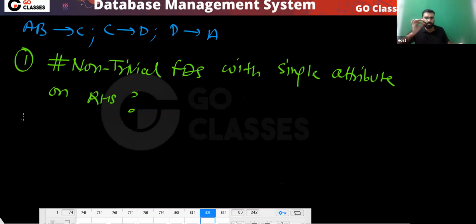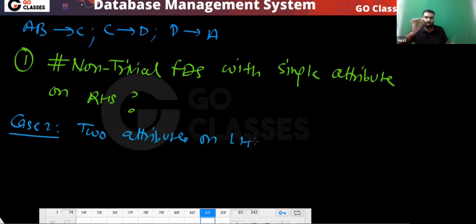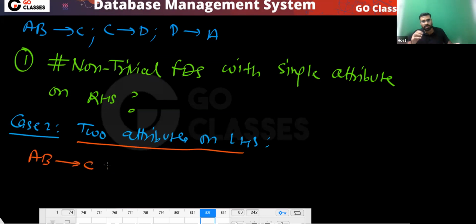What about case 2? In case 2, you have 2 attributes on LHS. For example, AB. If you have AB, find the closure. With AB, you check everything. AB can determine C. AB can determine D also. So 2 you got with AB.